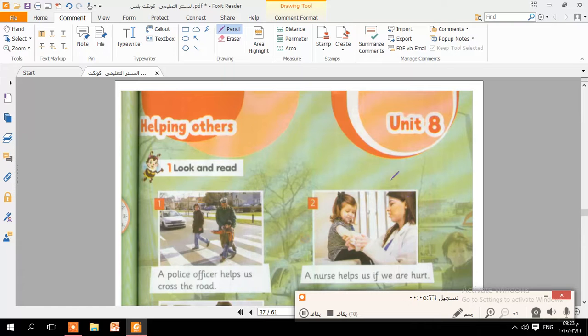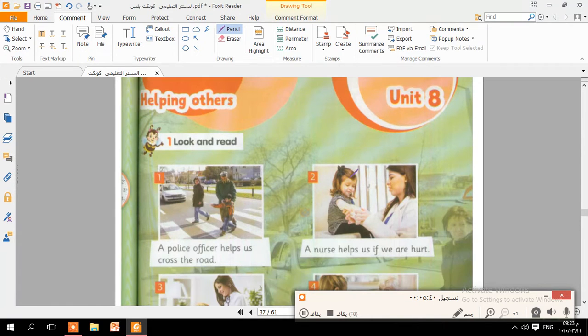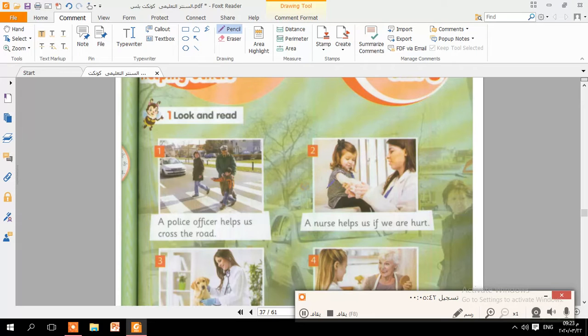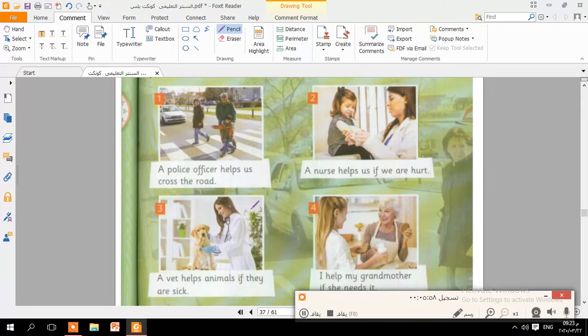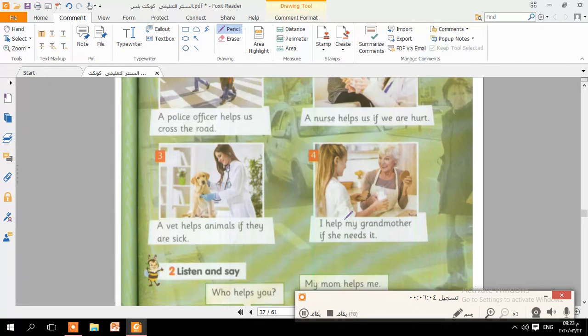Okay, please open your book, page 27. What can you see? I can see a nurse. I can see a girl. I can see a child. I can see a police officer. They are in the road. I can see a vet and a dog. I can see grandma and mom.